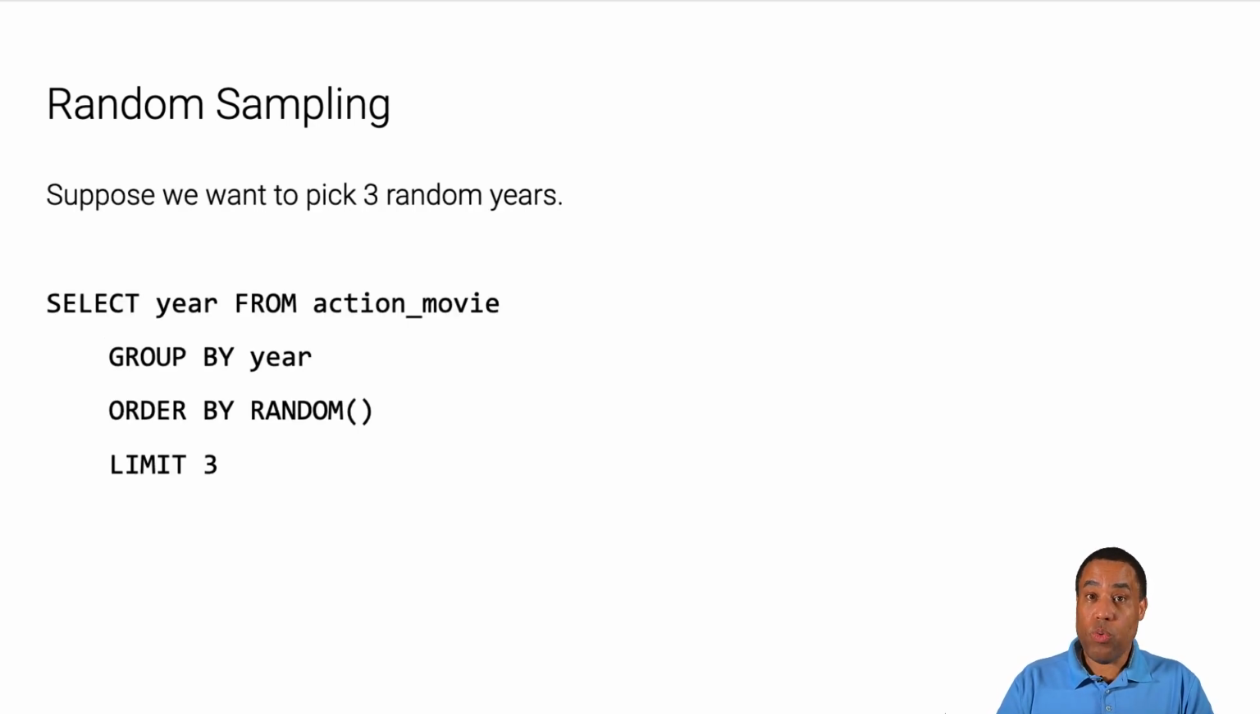Now, let's suppose we wanted to pick 3 random years from our action movie table. So we could do the following query. Select year from action movie, so that's going to pick the year column. Group by year, so that's going to group all of the years together. And then order by random and limit 3. So that'll return 3 random years from that table.